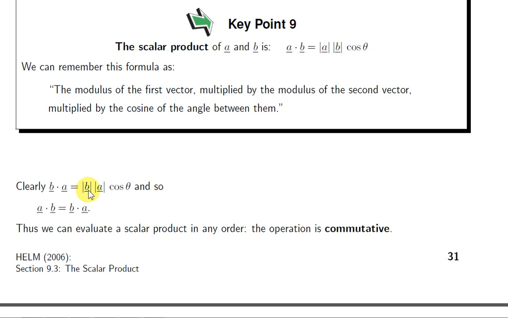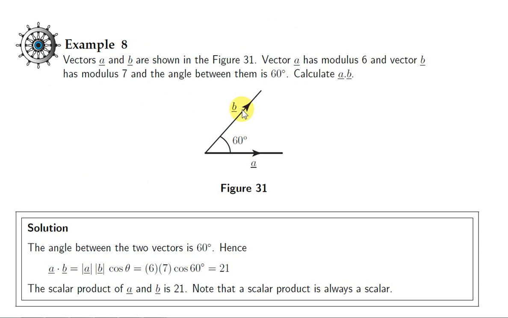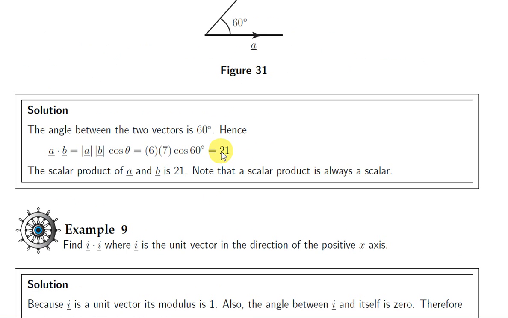But of course, the modulus of B times the modulus of A is the same as the modulus of A times the modulus of B. We're just multiplying scalars. So we see that the dot or scalar product is commutative. Here's a simple example. The magnitude or modulus of A is 6, the modulus of B is 7, and here's the dot product, 6 by 7 times the cos of the angle between them, which is 60 degrees. So the scalar product is 21.